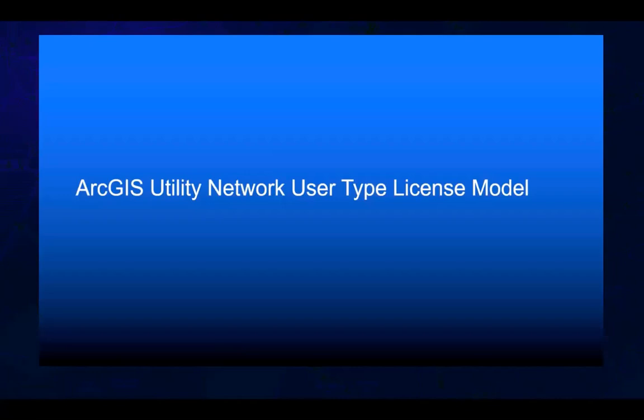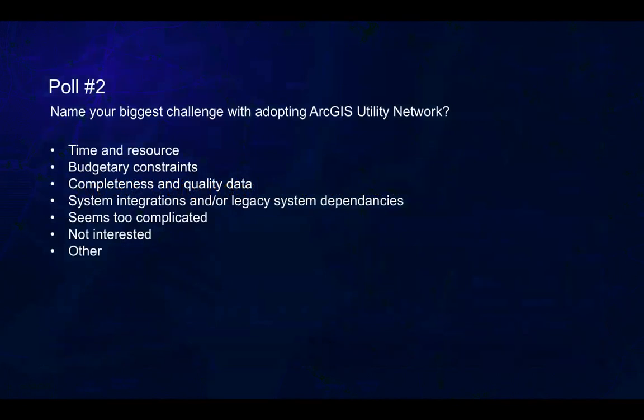As we look to close off, I'm going to have our second poll, which is for us to better understand where you are if you are interested in ArcGIS Utility Network. The question is, name your biggest challenge with adopting ArcGIS Utility Network. Is it time and resources? Is it budgetary constraints? Is it completeness and quality of your data? Is it systems integrations and legacy system dependencies? Or is it that it seems too complicated, you might not be interested, or other?